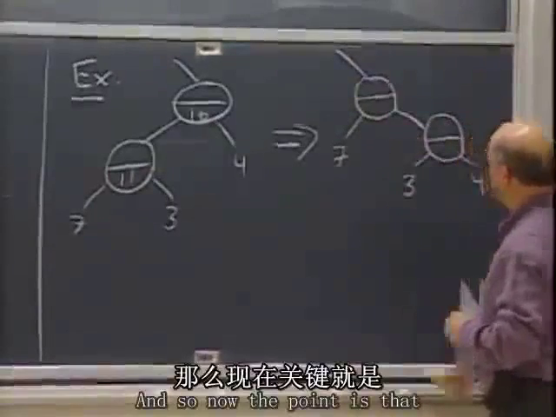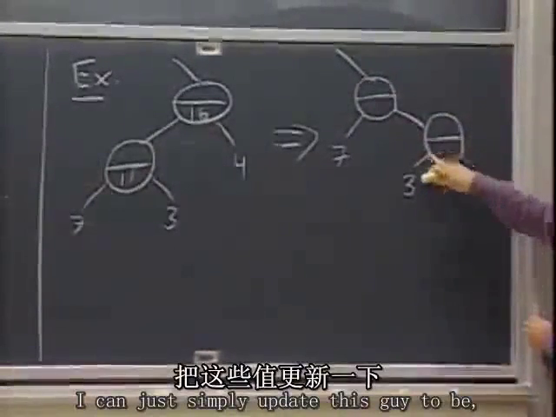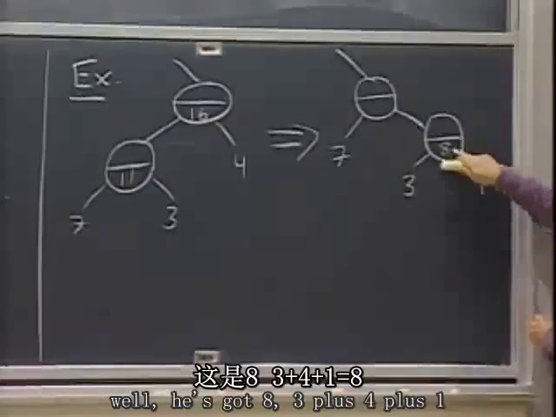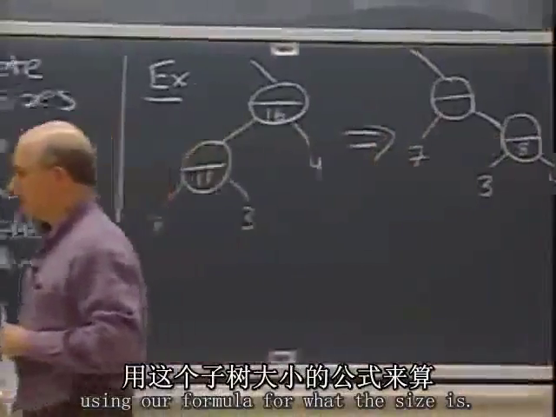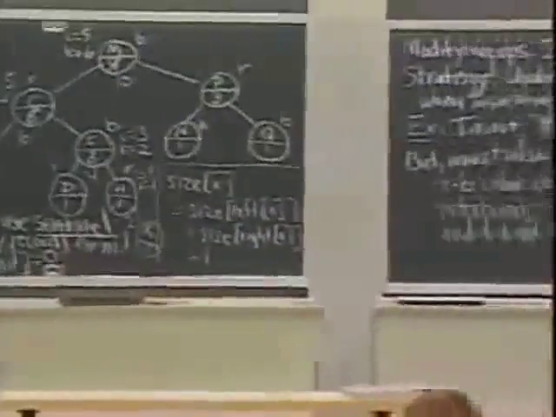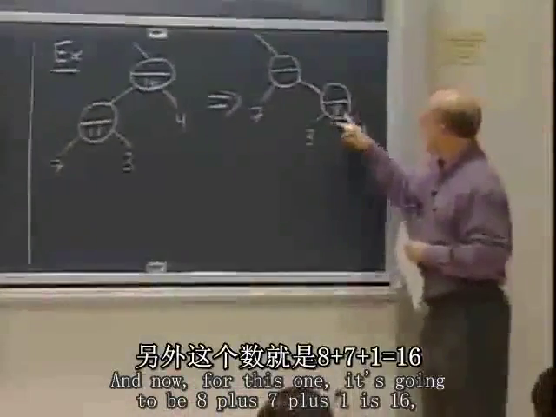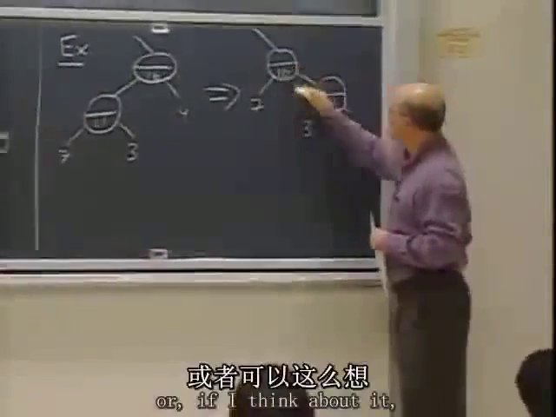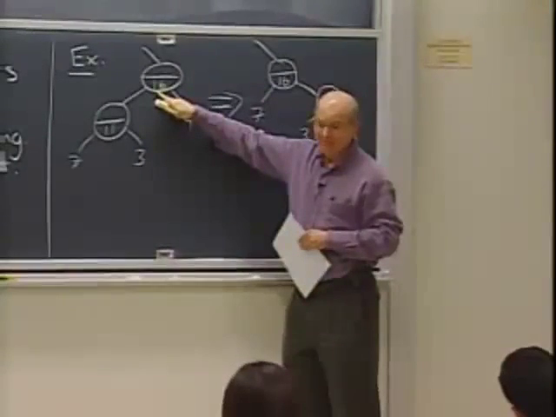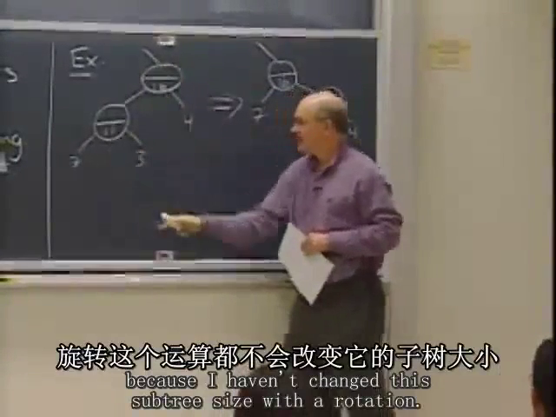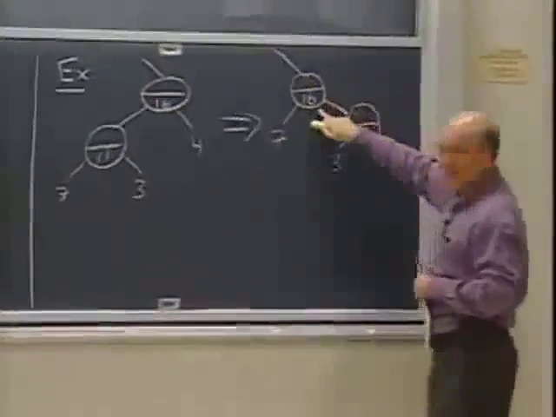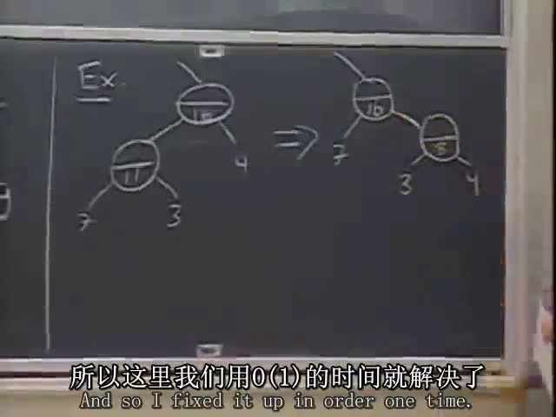And so now the point is that I can just simply update this guy to be, well, he's got 8, 3 plus 4 plus 1 using our formula for what the size is. And now for this one, it's going to be 8 plus 7 plus 1 is 16, or if I think about it, it's going to be whatever that was before. Because I haven't changed the subtree size with a rotation. Everything beneath this edge is still beneath this edge. And so I fixed it up in order 1 time.